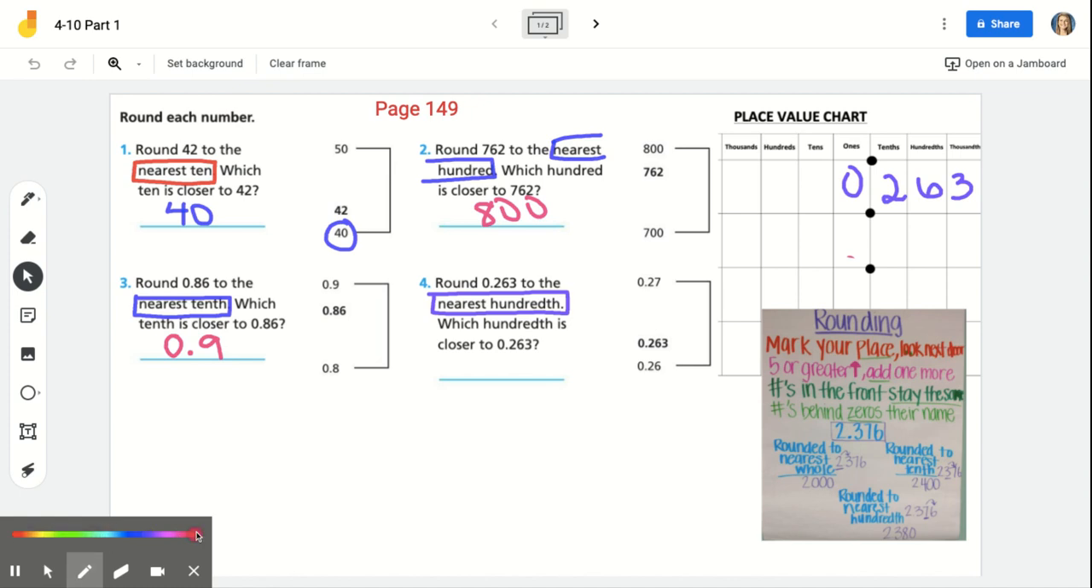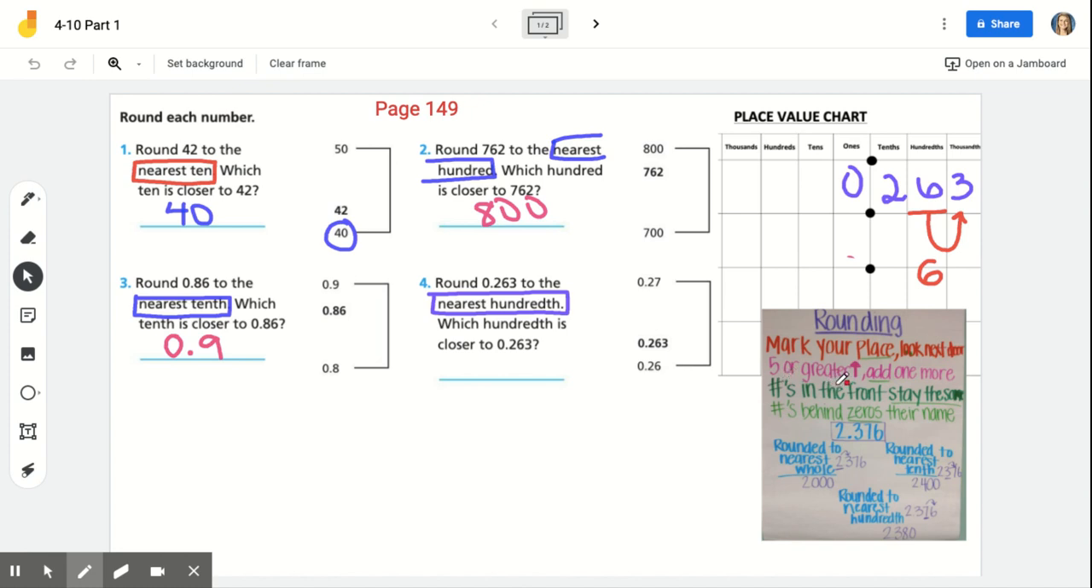Let's underline the digit that's in the hundredth spot. What digit's in the hundredth spot for this number? It's the 6. We're going to look next door. We're going to draw an arrow to the 3. Is 3 5 or greater? It is not, so we're not going to add one more to 6. We're just going to keep it the same. So in your place value chart in the next row, please keep 6 the same in the hundredth spot.